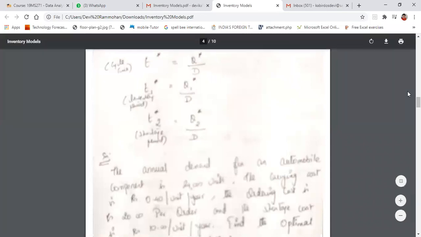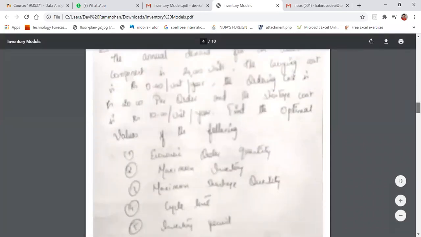Next, we need to find the cycle time. The cycle time is Q by D, where Q is the economic order quantity and D is the demand. So how many days do you require for the next order? The second one is the inventory period, Q1 divided by D. Q1 is your maximum inventory, and D is the total requirement, so you will find your inventory period. And for the shortage period, Q2 is your maximum shortage quantity, so Q2 divided by D is what you will require. You can have a look at this sum.